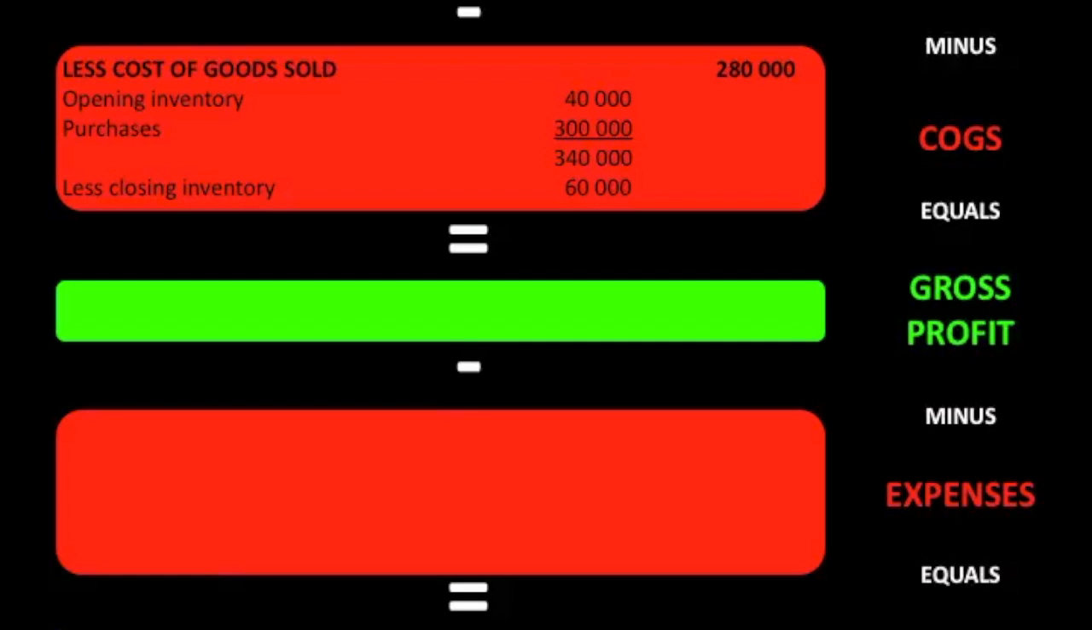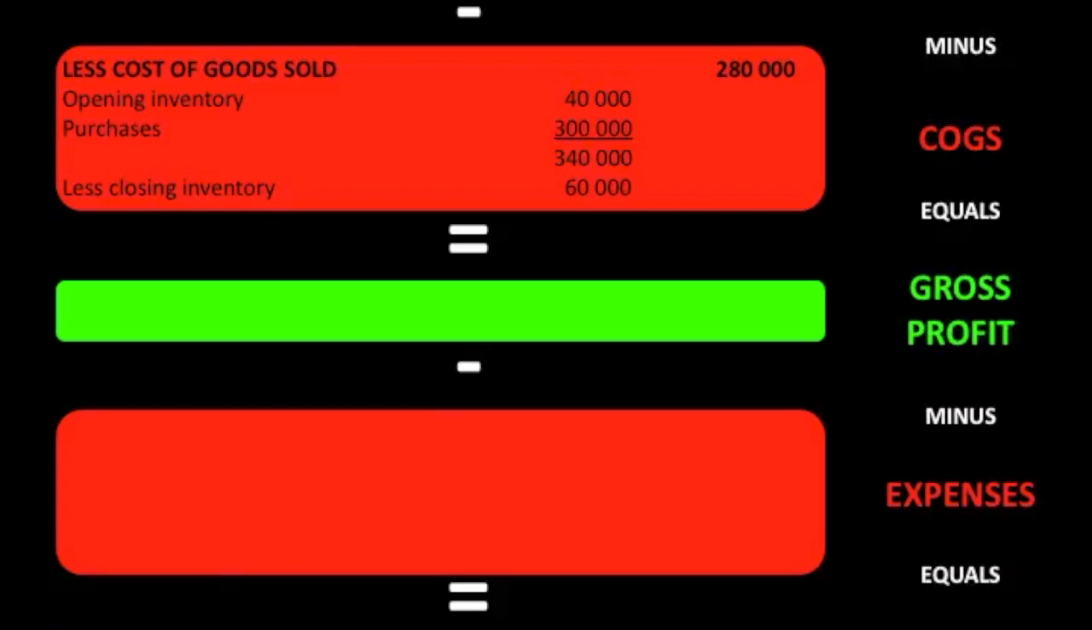Cost of goods sold. Usually it says up the top here, less cost of goods sold. So we're talking about the opening inventory plus purchases minus the closing inventory. So what did we have in terms of stock at the start of the year? What did we end up buying over the year? And then we subtract whatever we had at the end of the year. I'm going to explain that again in a second. So the total there, after you take 340 minus 60, is 280,000.